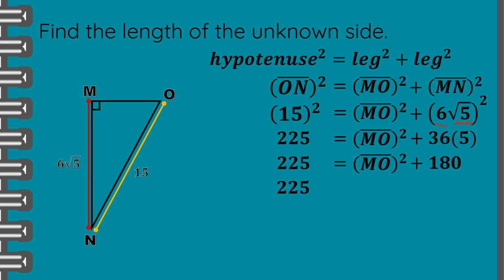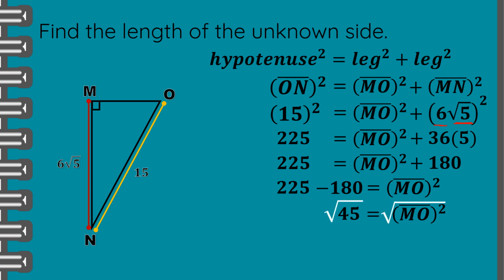180 from the right will be transferred to the left, it becomes negative 180, and that's equal to the square of segment MO. The difference of 225 and 180 is 45, and that's equal to the square of segment MO. Extracting the square roots of both sides of the equation, we have the square root of the square of segment MO is segment MO. That's equal to the square root of 45.